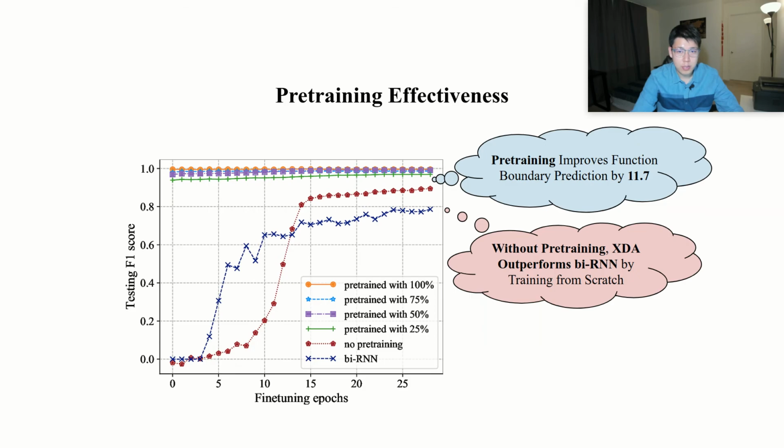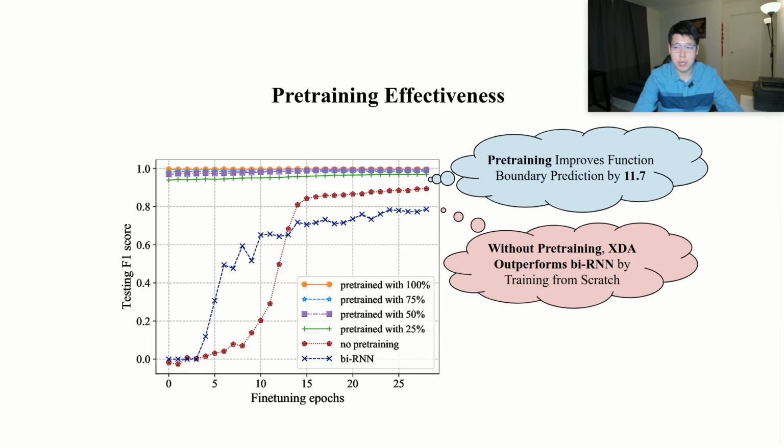We also conduct ablation studies to show the effectiveness of pre-training. We find pre-trained XDA outperforms XDA that is not pre-trained by 11.7 F1 score. Moreover, we find that even without pre-training, which means XDA is also trained from scratch, just like bidirectional RNN, it still outperforms it after 30 epochs. This implies our model architecture alone is more effective for disassembly, likely due to the adoption of self-attention layers.